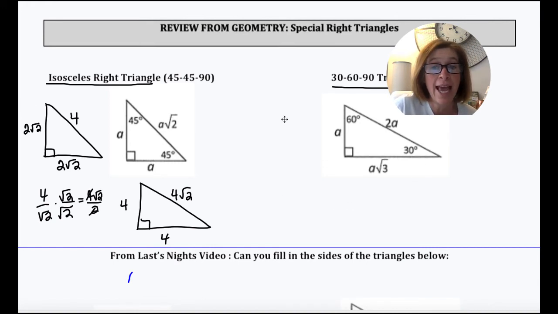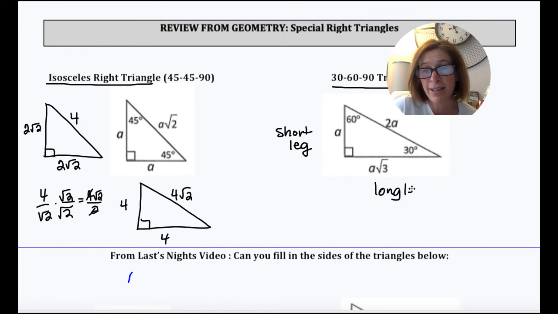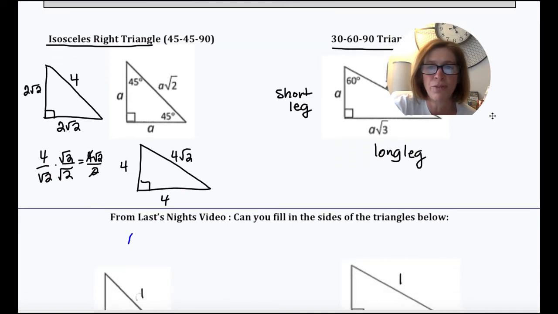All right, 30, 60, 90. We call the side opposite 30 the short leg. So you always have to pay attention to where the 30 degree is. We call the side opposite the 60 degrees the long leg. And obviously, the side opposite the right angle is the hypotenuse. So it's important to recognize that short leg times 2 is the hypotenuse, and the short leg times root 3 is the long leg.